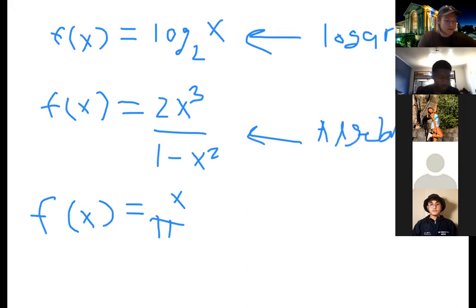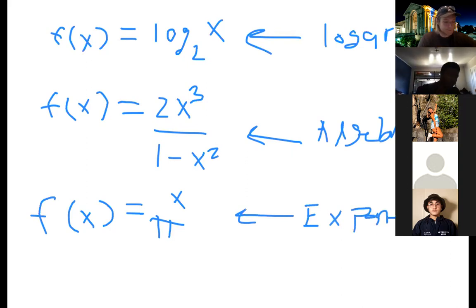Logarithmic. This we would just simply call, I believe, algebraic, right? Yeah, technically exponential or algebraic, I believe. Okay. This we classified as exponential, right? So these are all just different types of functions. Let's look at one more type of function. f of x is equal to, let's say, sine squared of x, right?